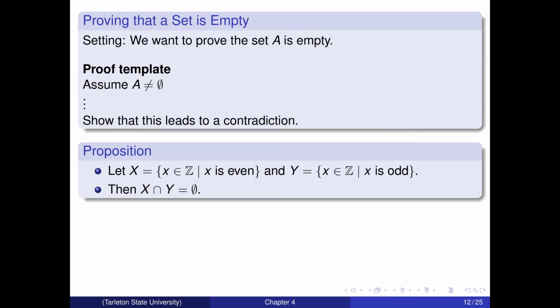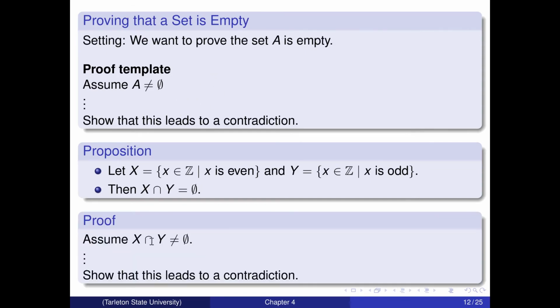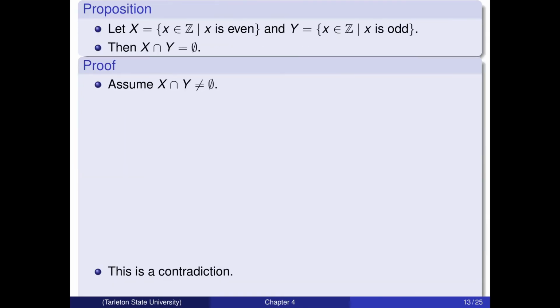So of course this will just prove a very simple fact that it's impossible to be even and odd at the same time. That's not possible, right? So how are we going to prove that X intersect Y is empty? Well, this proof template basically says, let's just assume that X intersect Y is not empty and show that that leads to a contradiction. So we'll go ahead and do that on the next slide.